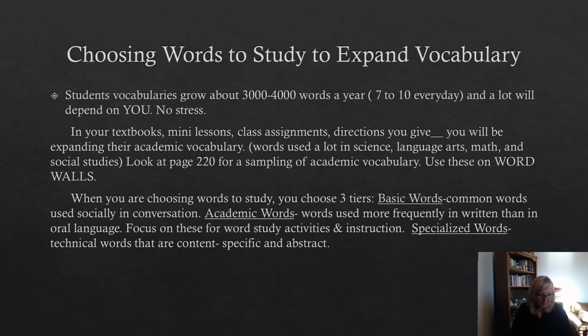But academic vocabulary, for example, is discussed at length on page 220. I hope that you will look at that. It is that academic vocabulary that you will be using on your word walls. There are 3 different tiers of words that you work on with students. And I'm going to have a handout for you all in class, and we're going to be talking about those. But we basically refer to them as Tier 1, Tier 2, and Tier 3 words.